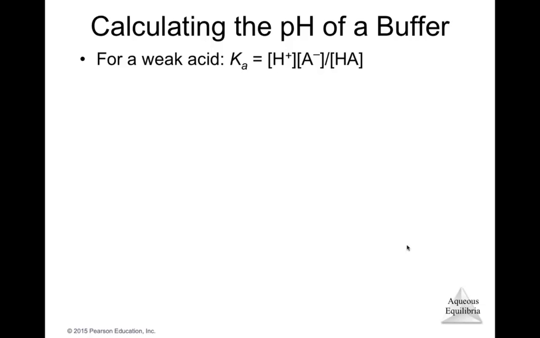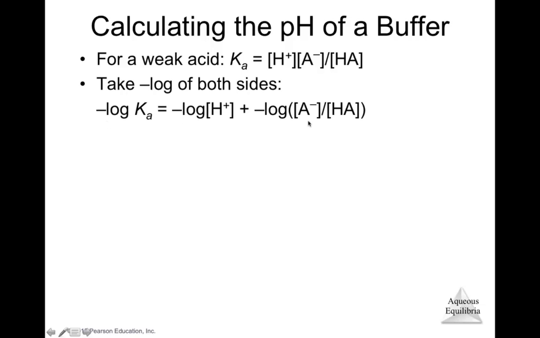For a weak acid, we know that Ka is equal to the concentration of the products divided by the concentration of the acid. And if we apply the minus log to each side, we're going to have something like this. Minus log of Ka equals the minus log of H positive and the minus log of all this expression. The minus log of Ka will be equal to what?